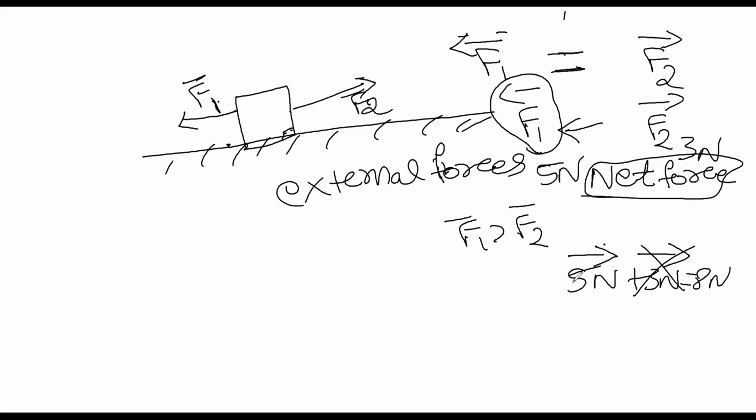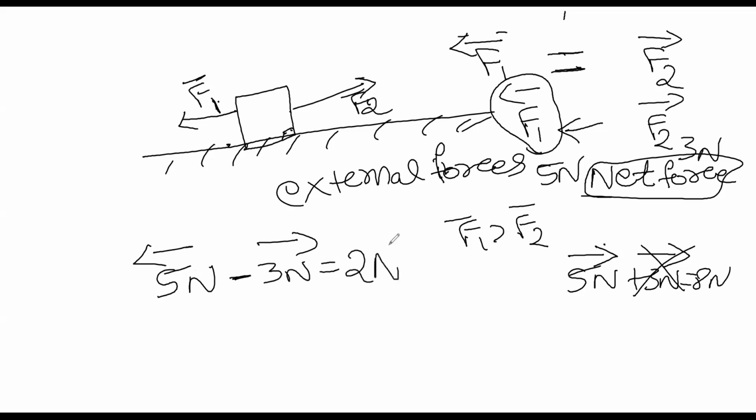If they are in opposite direction, you have to subtract. That's it. So here it is 5 Newton in this direction. This is the opposite direction, right? That's why minus 3 Newton. So the resultant or the net force is 2 Newton, in which direction? On the left side. So the body will move towards the net force. Wherever the net force is, it moves in that direction.